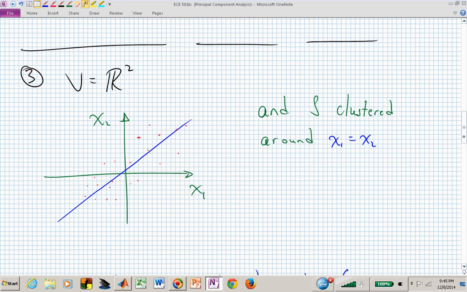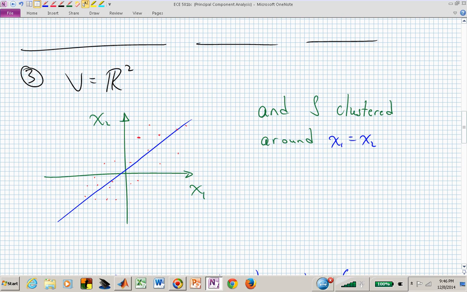In this particular example, now S is this collection of points that I've tried to illustrate by red dots, and those points are actually clustered around, let's say, x sub 1 equals x sub 2. If we could now find that line that models x1 equals x2, then really that's the principal direction, or the principal component, of that collection of data points.